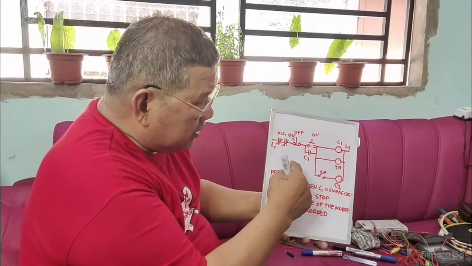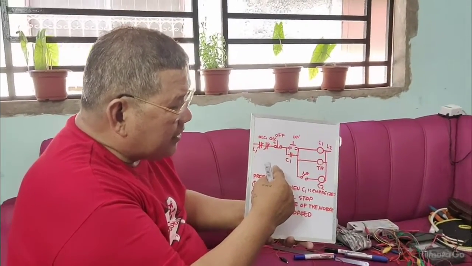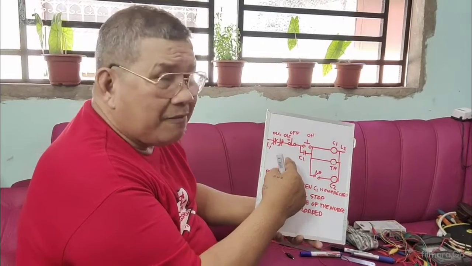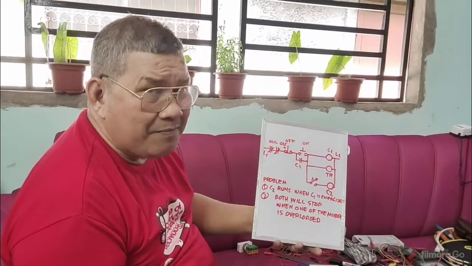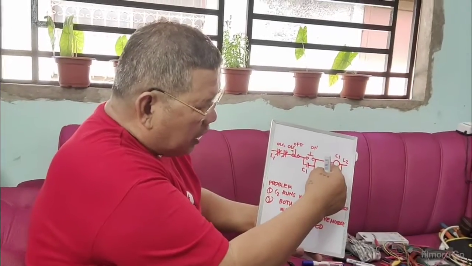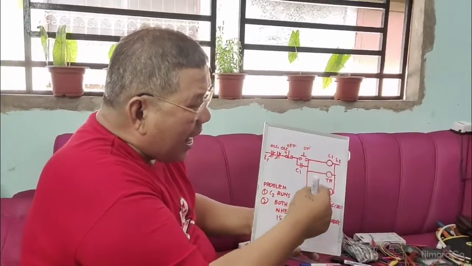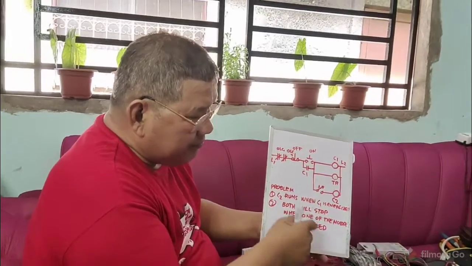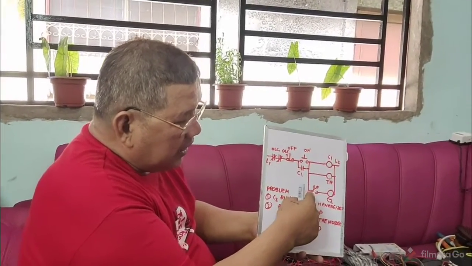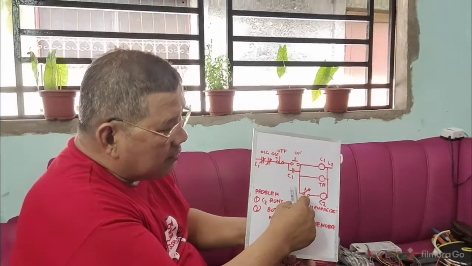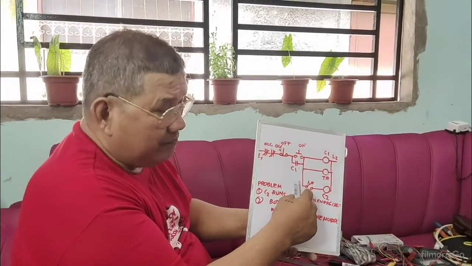Since the preset time here is 5 minutes, we need to wait 5 minutes. So I turn on conveyor number 1. Conveyor number 1 is running. After 5 minutes, remember, after 5 minutes, the timing contact will transfer to normally open.